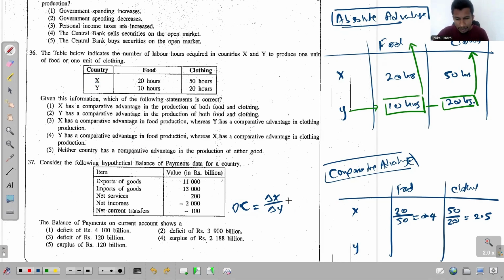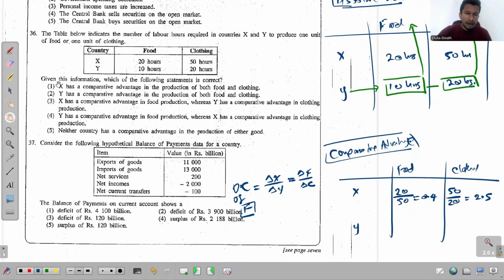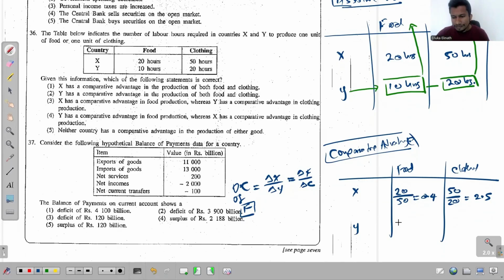Now if I write it out, delta x here, if it is food, is delta food divided by delta clothing. That is the equation. Right? What comes from this? This is the opportunity cost of food. And this is the opportunity cost of food. Don't get confused. All right, so let's calculate the other one as well.